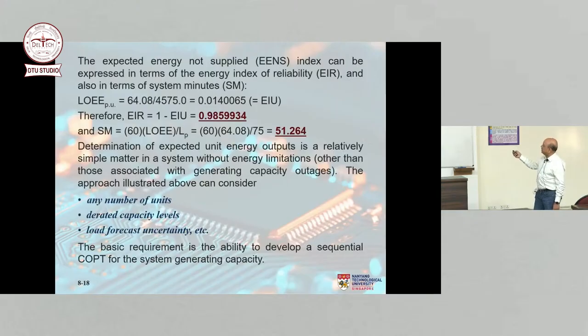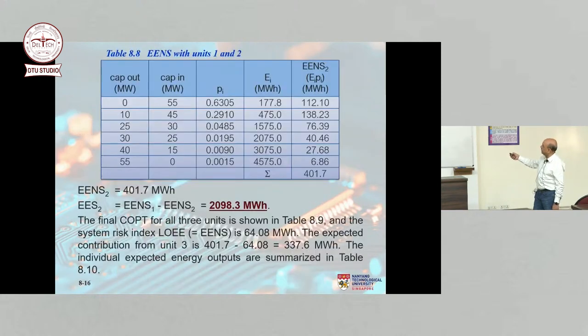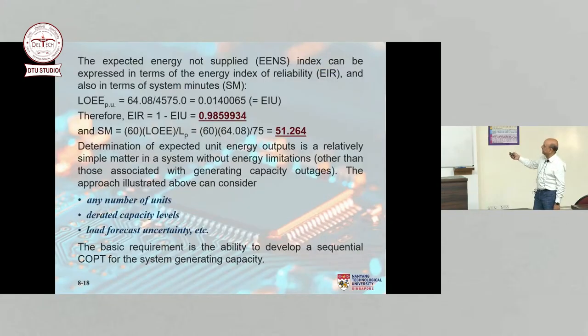So the expected energy not supplied index is 64.08. If you divide it by the total energy required, which is 4575, we saw that earlier, right? The total energy required is this one, 4575. If you divide it by that, you will get the energy index of unreliability. And of course, its complement is the energy index of reliability. And then system minutes, you can calculate, you find 51.2.